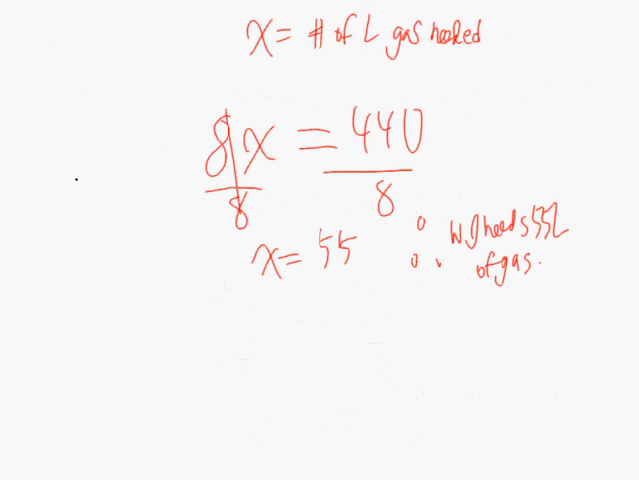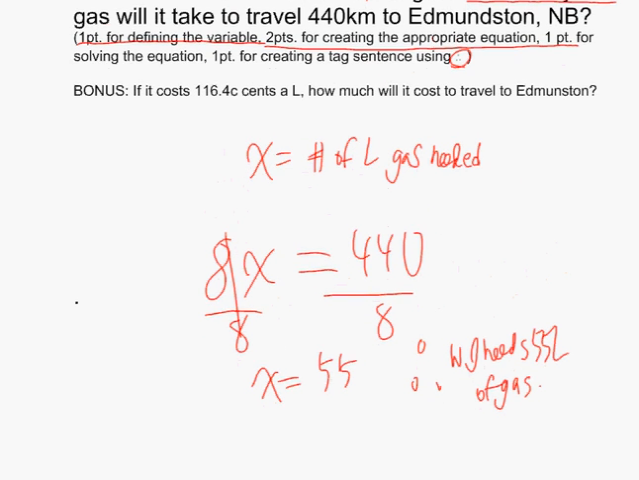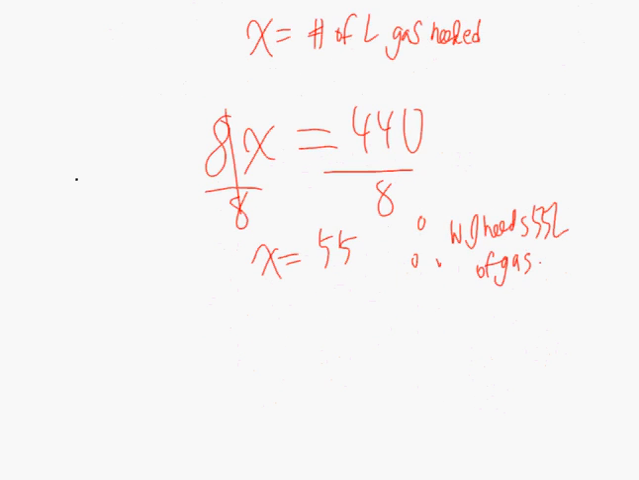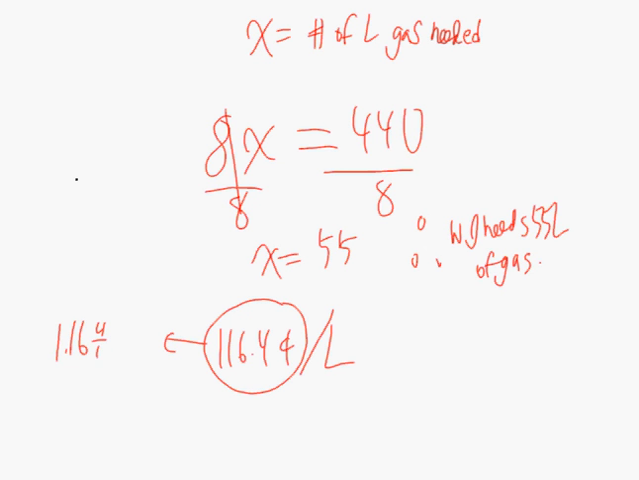Now the bonus says if gas costs, I think it's right here, 116.4 cents per liter, how much will it cost to go to Edmundston? Well, the hard part about this is how much money is this? And 116.4 cents is really the same thing as $1.16 and 4/10 of a cent. These two numbers are the exact same thing. Or I could put 1.164, which is 4/10 of a cent.